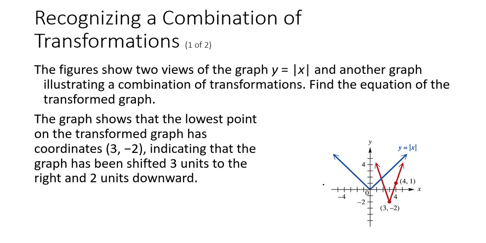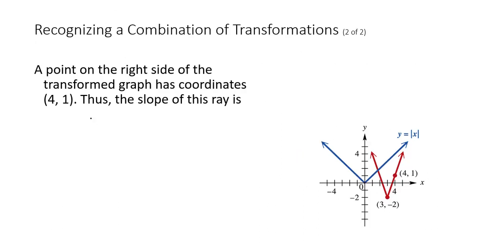Okay. Let's see what else is happening. The point on the right side of the transformed graph is 4 and 1. This point 4 and 1 is on the final transformed graph. So the slope of this line can be obtained because I know the 2 points on the line here now. 3 and minus 2, 4 and 1. I use my slope formula, y2 minus y1 over x2 minus x1, and you can see the slope of this line is 3, whereas the slope of the line originally was 1.